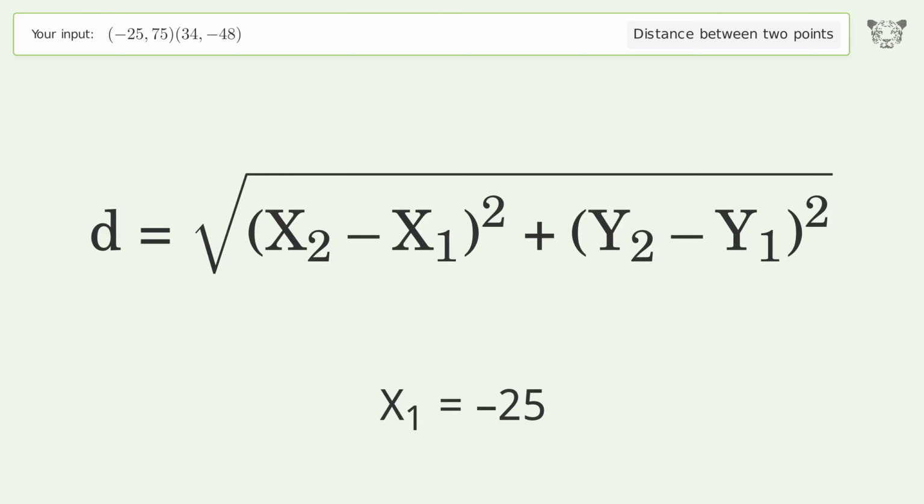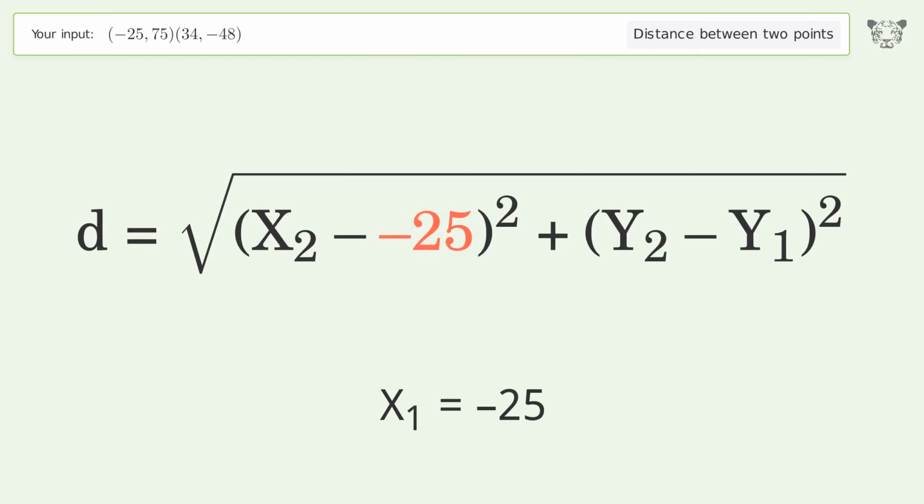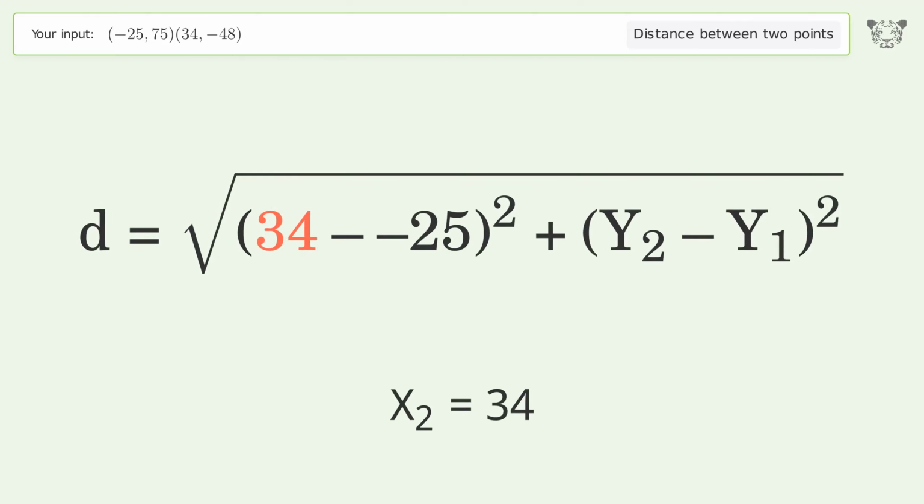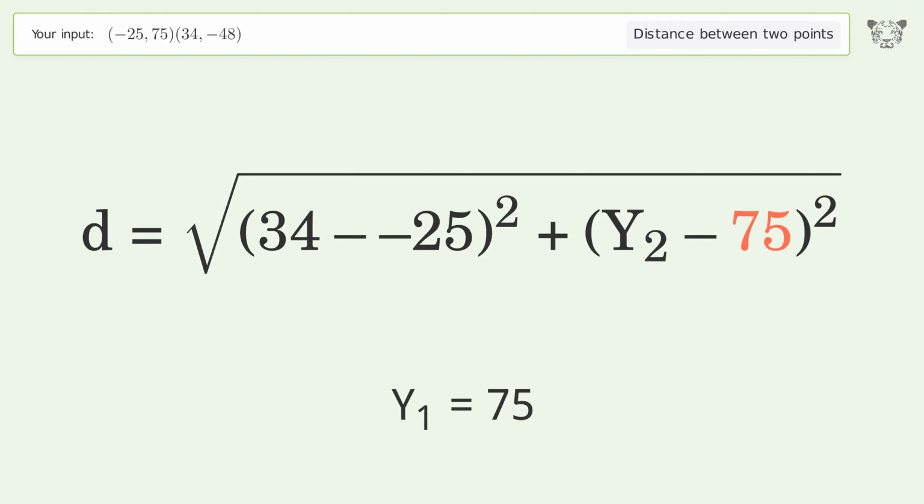x1 equals -25. x2 equals 34. y1 equals 75. y2 equals -48.